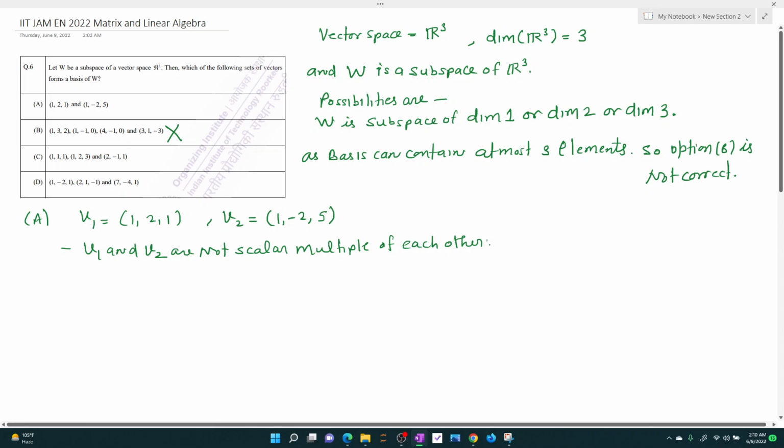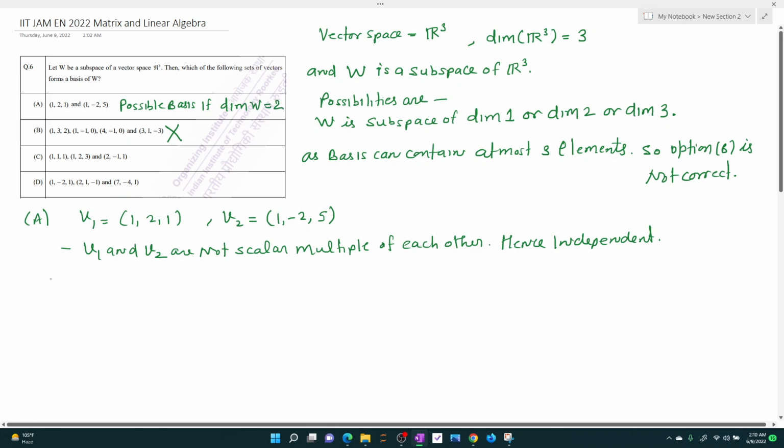Like you can see the first entry of both is 1 and 1, so it should be a multiple of 1. But the second entry goes from 2 to minus 2, so it's a multiple of minus 1, right? And we don't have a common multiple between v1 and v2. So we can say that v1 and v2 are not scalar multiples of each other, hence independent. So that means this can be a possible basis if the dimension of W is 2.